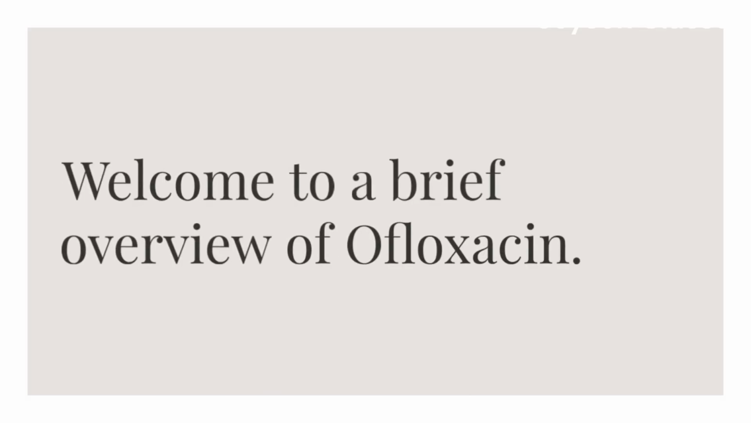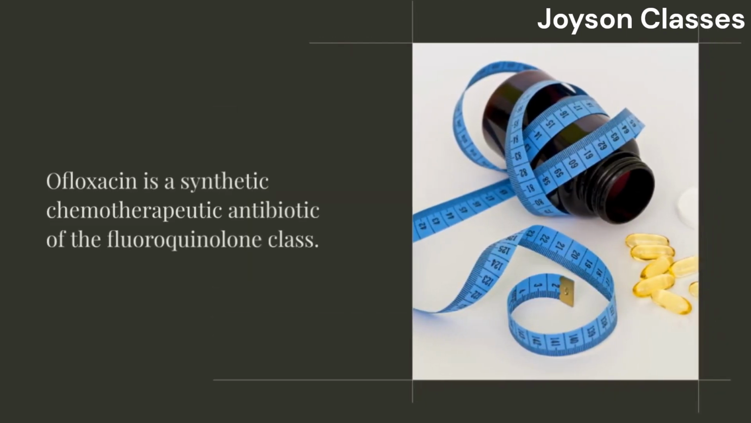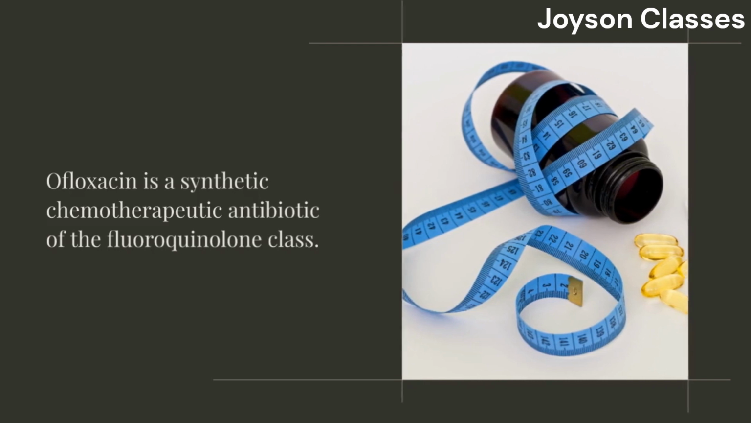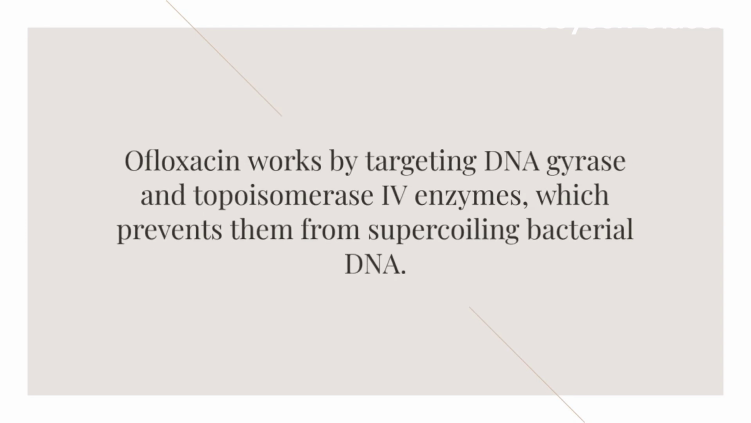Ofloxacin. Ofloxacin is a synthetic chemotherapeutic antibiotic of the fluoroquinolone class. It is a second-generation fluoroquinolone. Ofloxacin works by targeting DNA gyrase and topoisomerase 4 enzymes, which prevents them from supercoiling bacterial DNA.